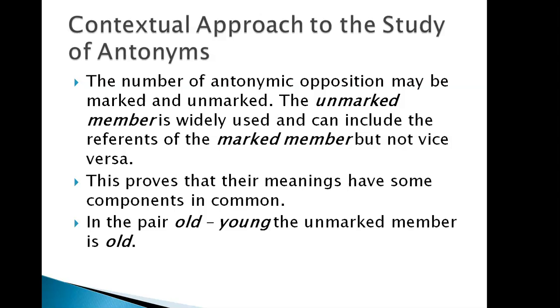The members of an antonymic opposition may be marked and unmarked. The unmarked member is widely used and can include a reference to the marked member, but not vice versa. This proves that their meanings have some components in common. In the pair old, young, the unmarked member is old.